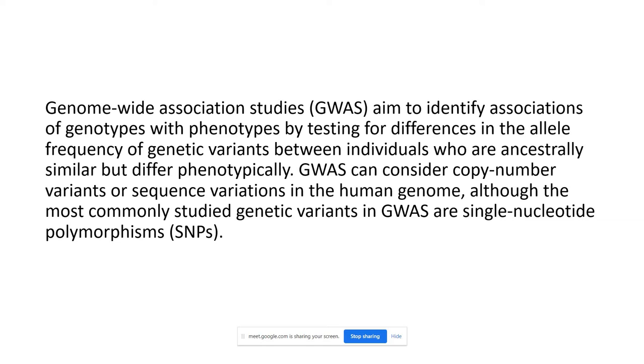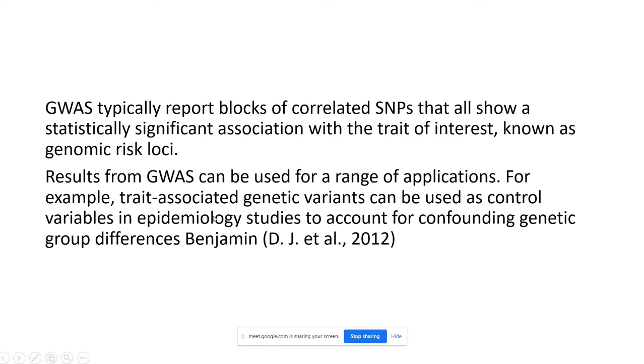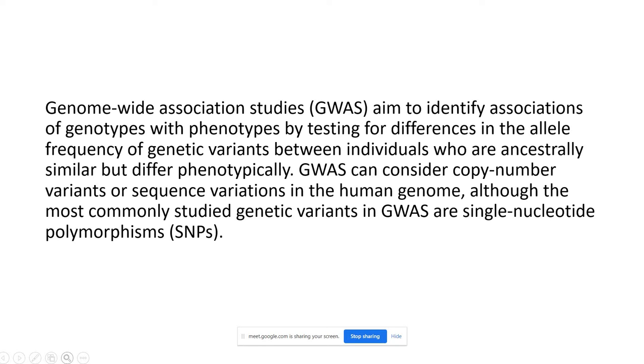Genome-Wide Association Studies aim to identify the association of genotypes with phenotypes by testing for differences in the allele frequency of genetic variants between individuals. Means we are taking genomes of different individuals and we are analyzing the association between these two. Okay, can you read this slide, students? Just wait for a second.